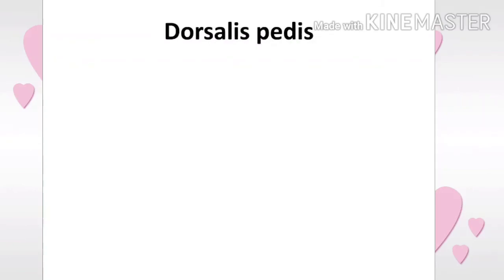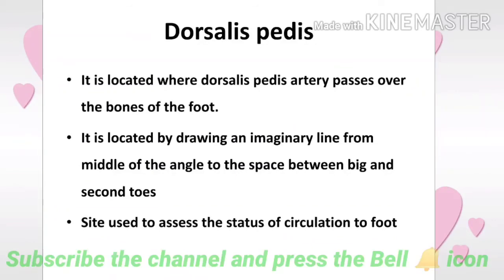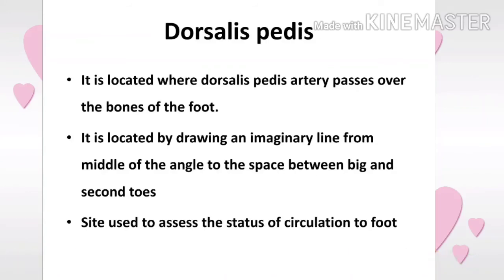Next is the dorsalis pedis. It is located where the dorsalis pedis artery passes over the bones of the foot. It is located by drawing an imaginary line from the middle of the ankle to the space between the big and second toes. It helps to assess the status of circulation to the foot.